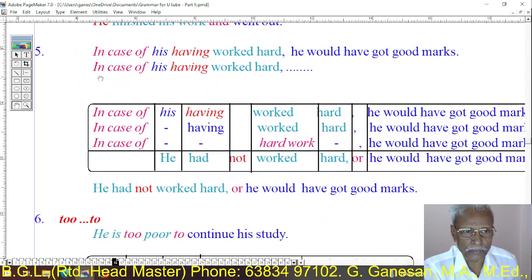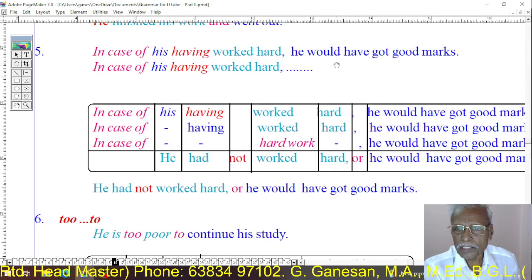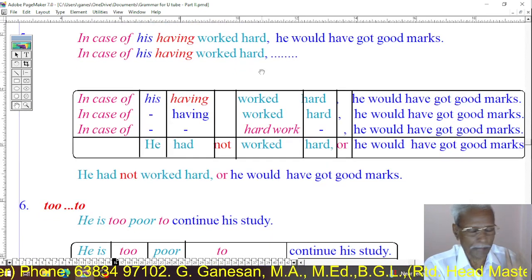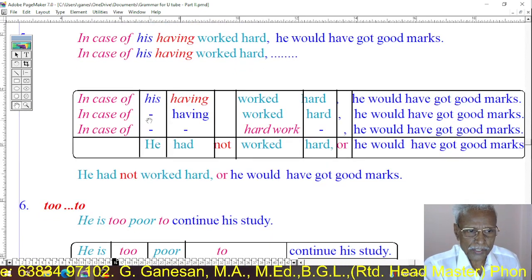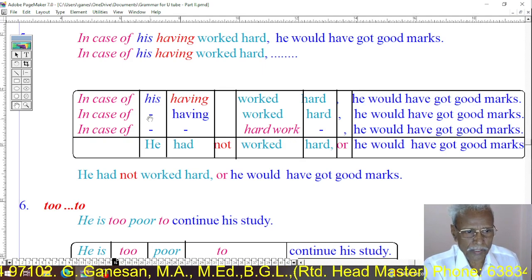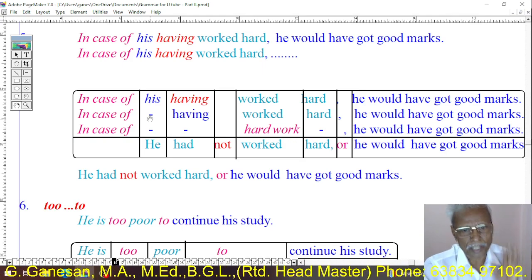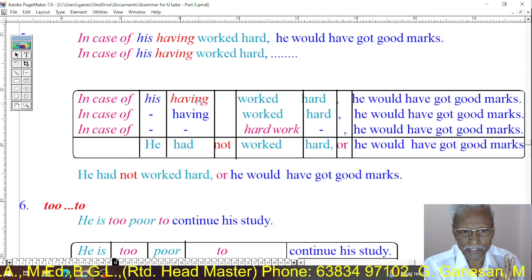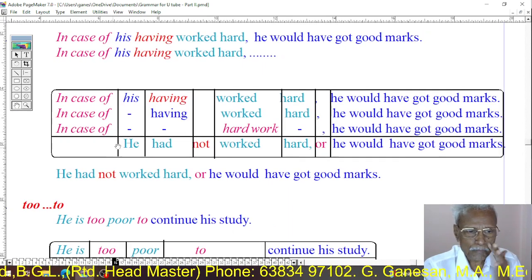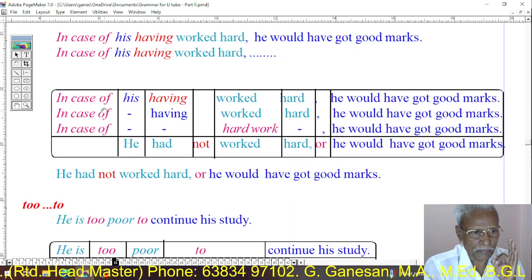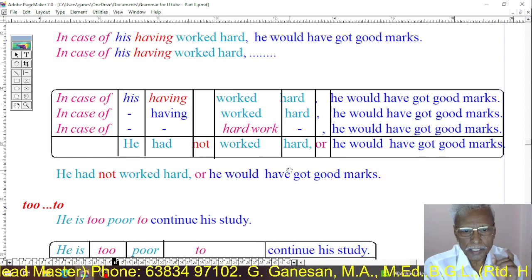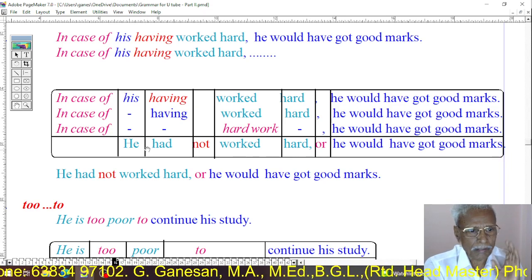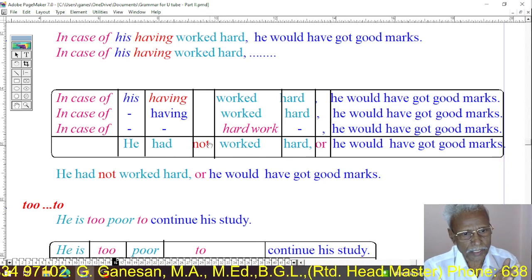Example 5: in case of having worked hard, he would have got good marks. "In case of his having worked hard" is the phrase. You can write it in three ways: in case of his having worked hard, in case of having worked hard, in case of hard work. So subject he, having becomes had. Here, when the phrase is "in case of", we have to use not after had.